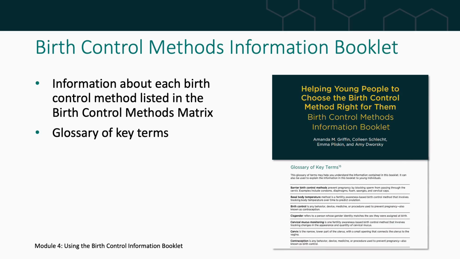The second part of the resource is a booklet that includes detailed information about the 18 birth control methods featured in the birth control methods matrix. It also includes a glossary of reproductive healthcare terms, such as long-acting reversible contraception. Module 4 shows how the booklet can be used.